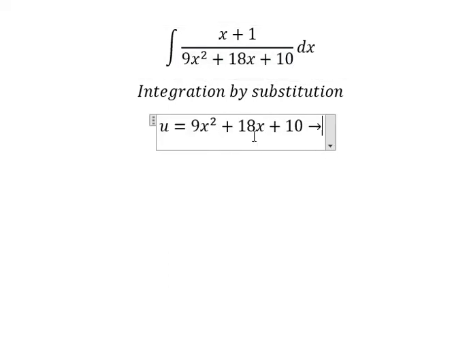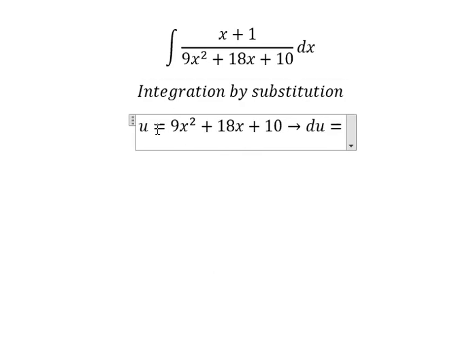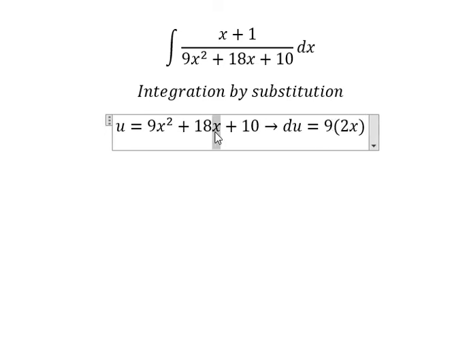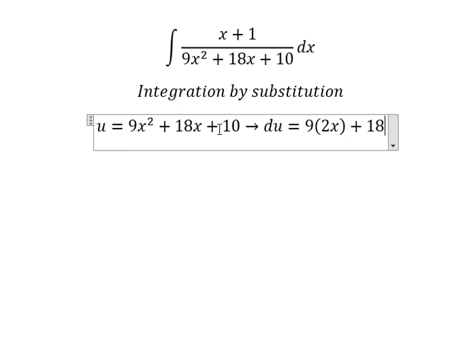Later, we take the first derivative of both sides. This one we have 2x. This one we have number 1. This one is the constant, so you get 0.